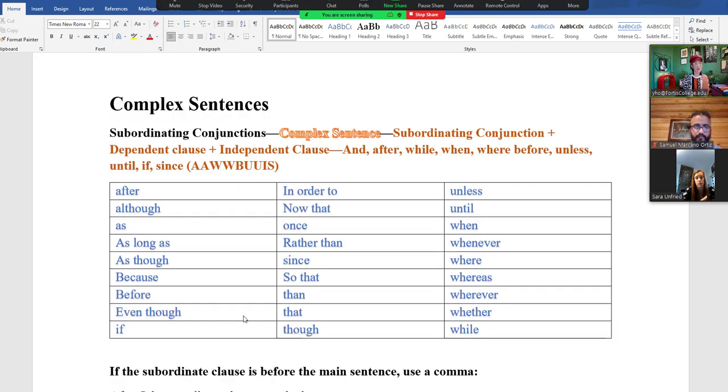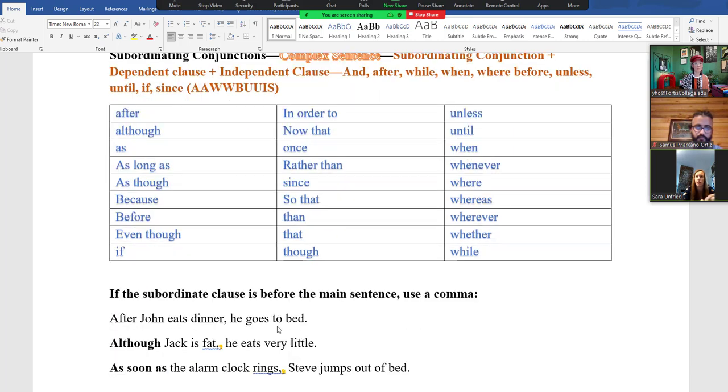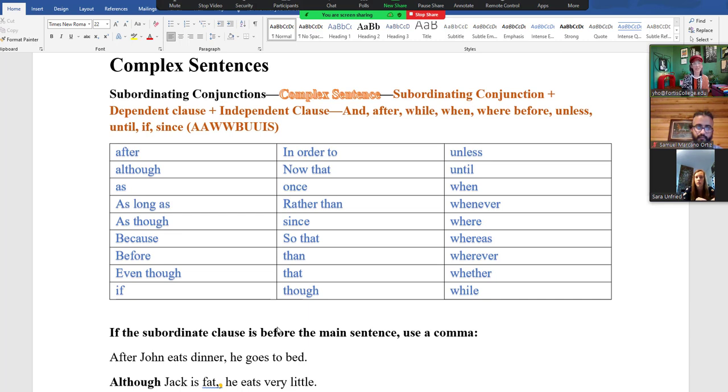Going back to Sarah, what is a complex sentence? It's basically two independent clauses, or an independent and a dependent clause. That's correct. When you combine a dependent clause with an independent clause, you have a complex sentence. What kind of conjunctions are these? Subordinating. Why are they known as subordinating conjunctions? Because they add to the sentence. And then what do they do?